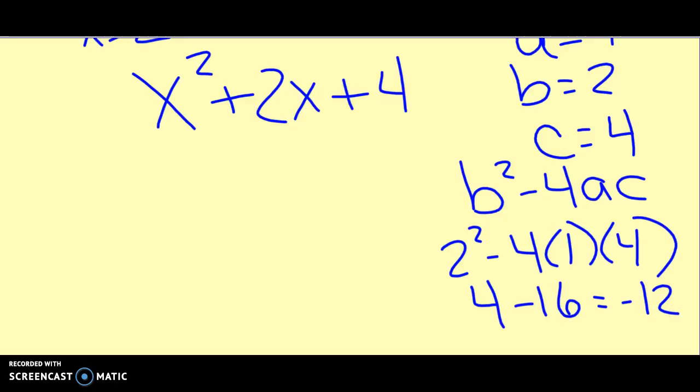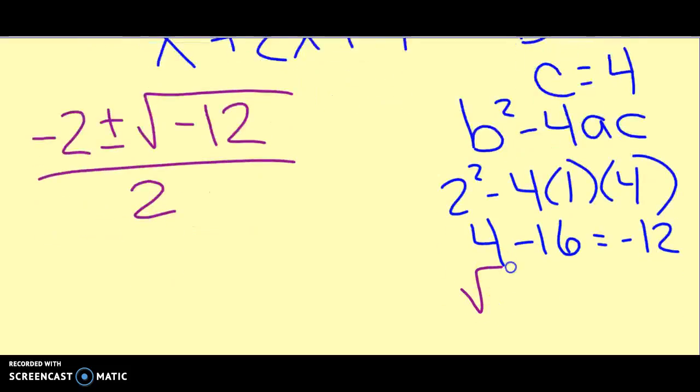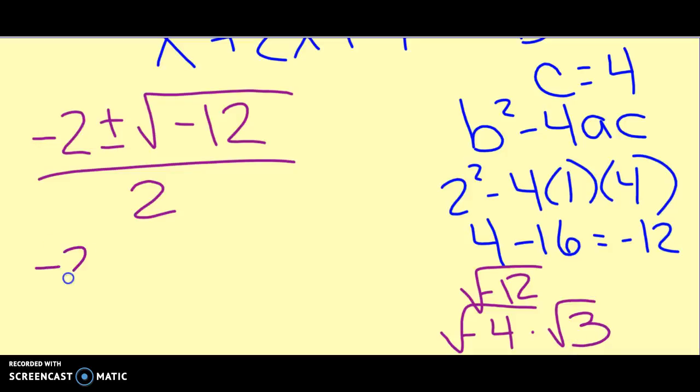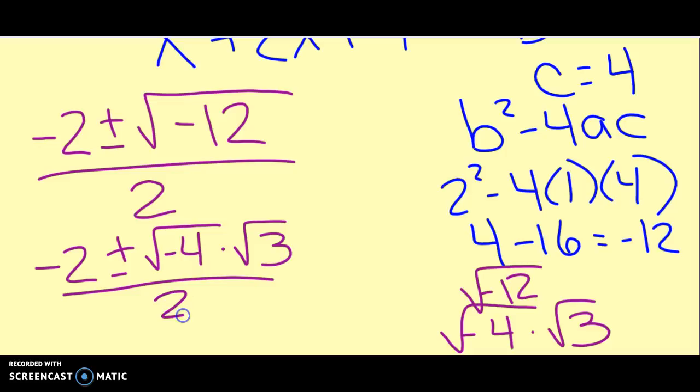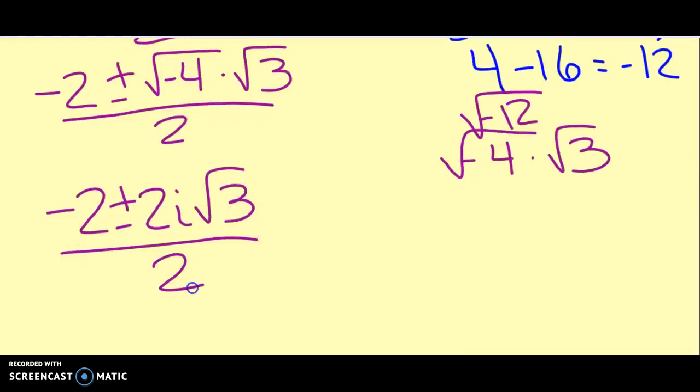All right, so throw this in the quadratic formula. The opposite of b is negative 2 plus or minus the square root of negative 12 all over 2 times 1, which is 2. All right, well, let's simplify the square root of negative 12. Perfect square that goes in is negative 4 times 3. So we've got negative 2 plus or minus the square root of negative 4 times the square root of 3, all over 2. Keep going, almost done. Negative 2 plus or minus 2i square root of 3 all over 2.